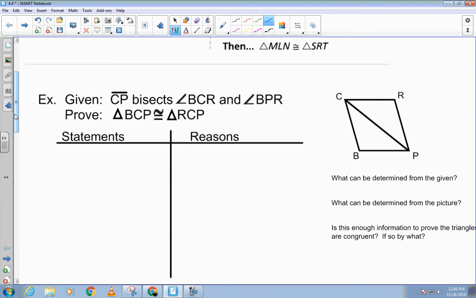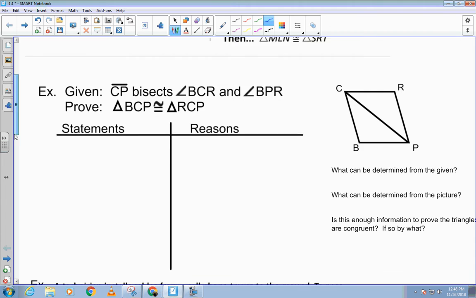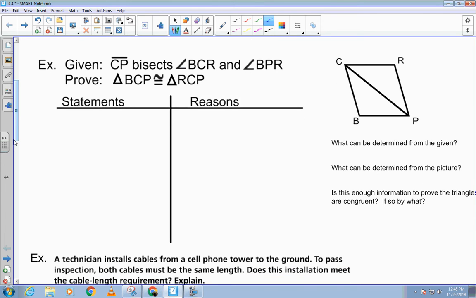So, we're going to talk about some ways that we can prove triangles congruent. Now, we're going to have to kind of clean the cobwebs out and go back to some of the stuff we learned back in chapters 1 and 2. Okay? 3 possibly. No, not 3. But definitely 1 and 2. Alright, so we want to look at what we're given. We're given that CP bisects angle BCR and angle BPR. And we want to prove that triangle BCP is congruent to triangle RCP.